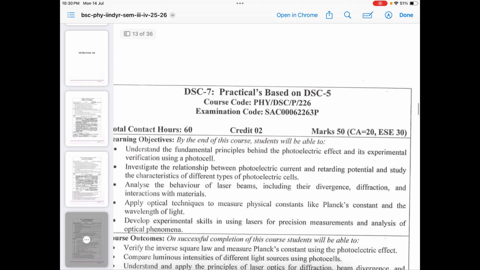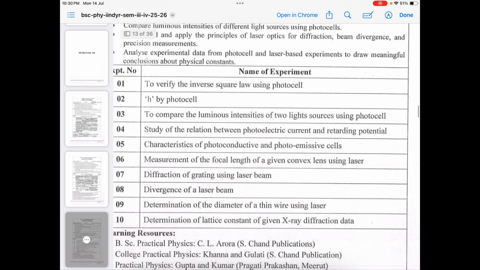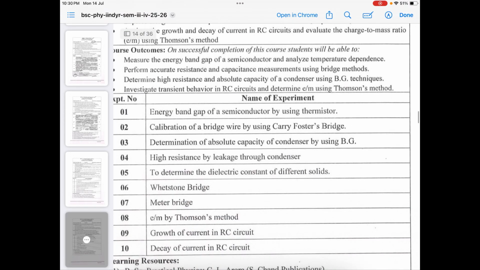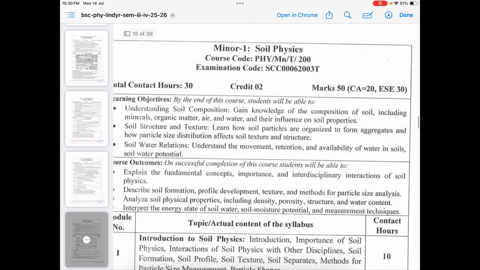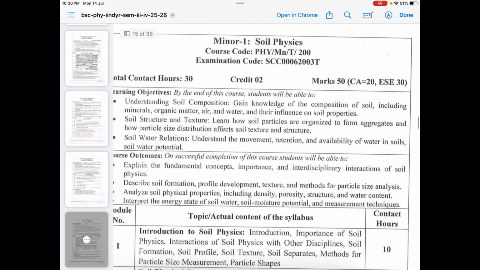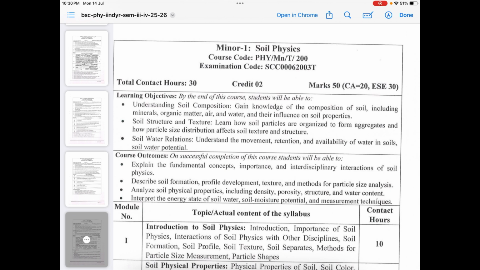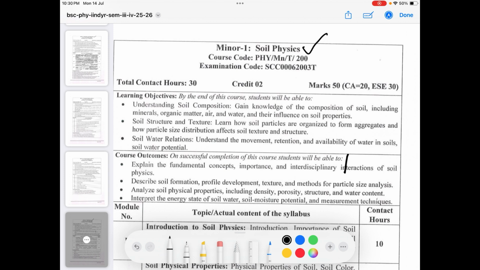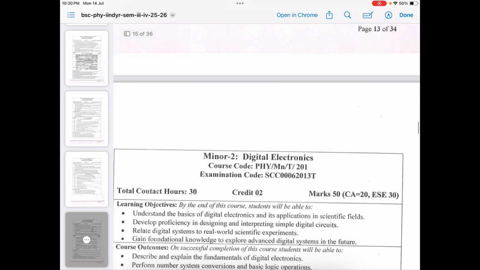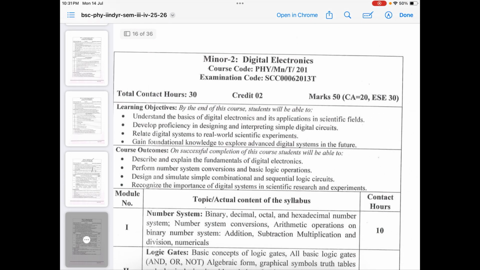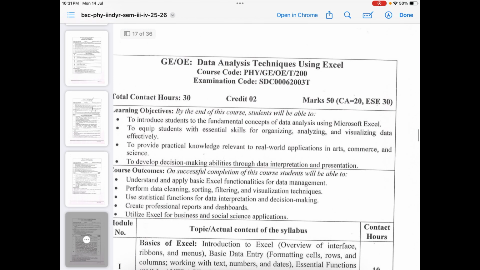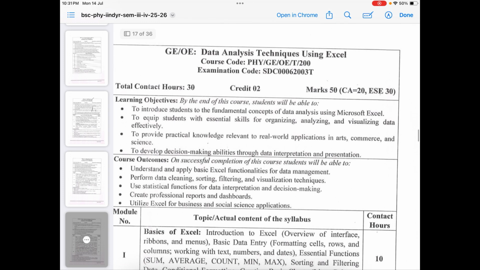Based on this theoretical subject, there are practicals. You can see these in the syllabus PDF. Those students who have physics as their minor subject have different papers. The first one is soil physics, and another one is digital electronics. These two papers are for students who have physics as their minor subject.